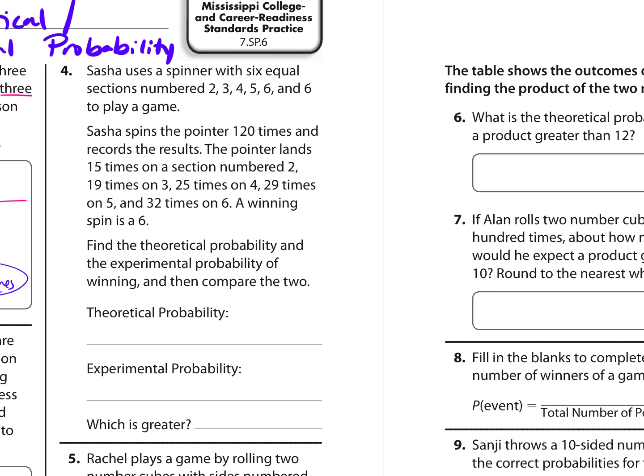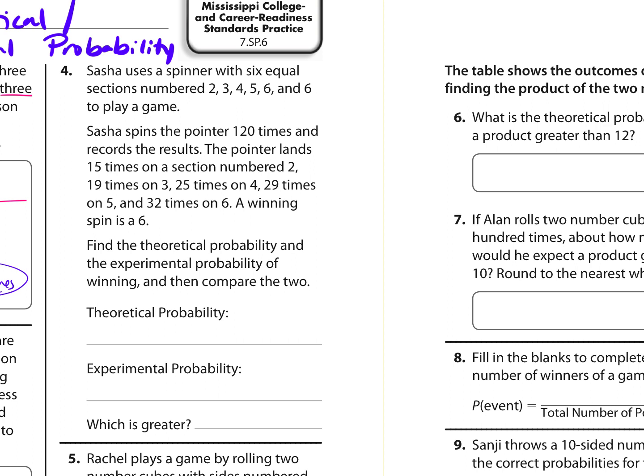Number 4, Sasha uses a spinner with 6 equal sections, numbered 2, 3, 4, 5, 6, and 6 to play a game. Sasha spins the pointer 120 times and records the results. The pointer lands 15 times on section number 2, 19 times on 3, 25 times on 4, 29 times on 5, and 32 times on 6. A winning spin is a 6. Find the theoretical and the experimental probability of winning and then compare the two.